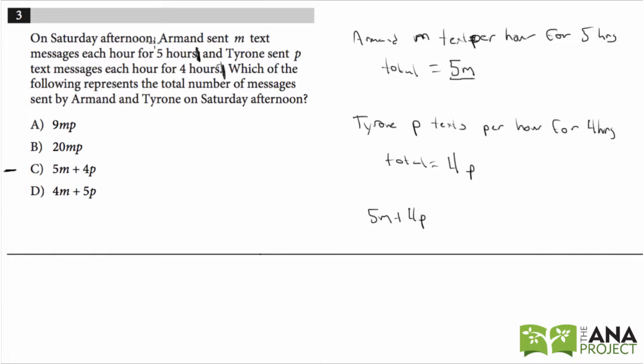On Saturday afternoon, Armin sent M text messages. Let's just say M equals 2. For the variables in the answer choices, we want to pick numbers. M equals 2, and let's say P equals 3. So Armin sent M text messages, 2 texts per hour for 5 hours. That's a total of 10 texts.